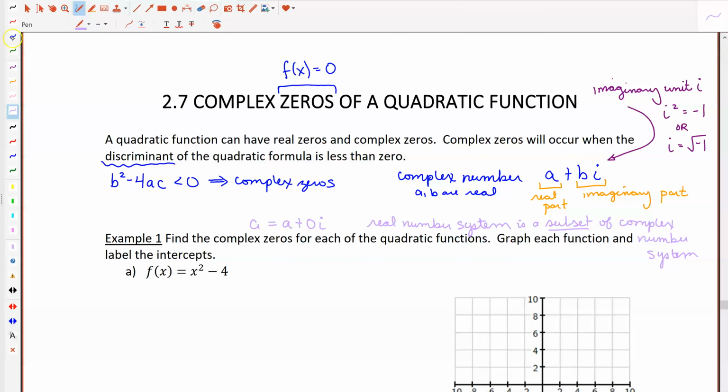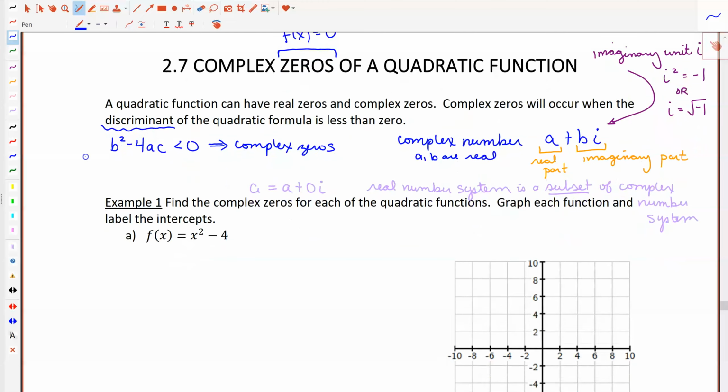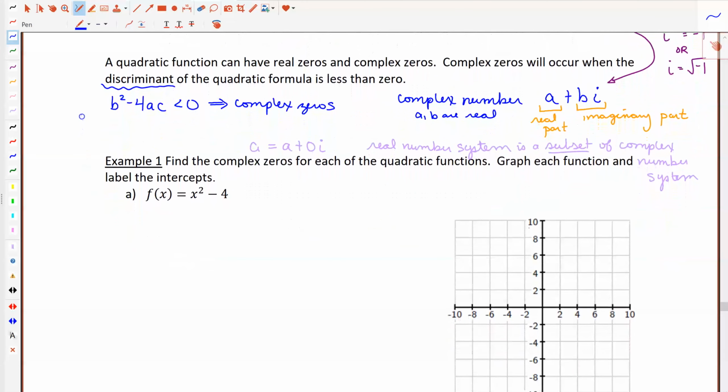Now that we've expanded away from the real numbers into the complex numbers, let's go find some zeros. In this first example, the directions say find the complex zeros for each of these quadratic functions, and we're going to graph it and label the intercepts.